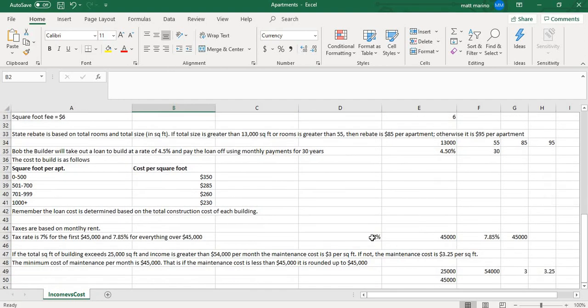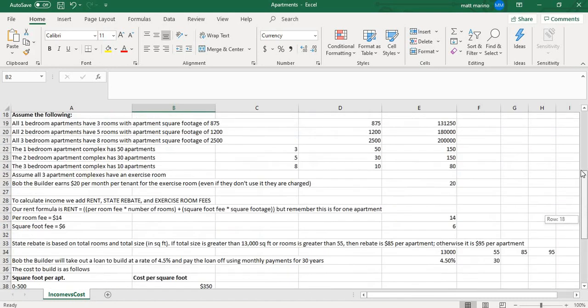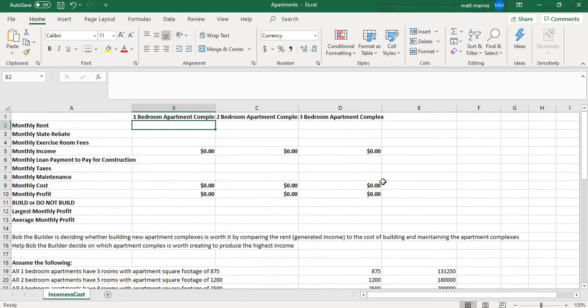You'll notice I've also typed in each assumption in a specific cell in order for us to use an absolute value cell reference to refer to it later on. You will notice the formula provided for monthly rent was given to you as per room fee times number of rooms plus square foot fee times square footage. This gives us the answer for only one apartment rent.